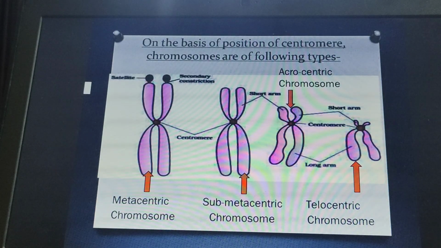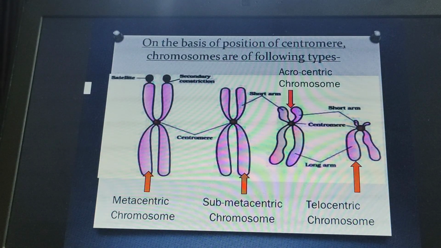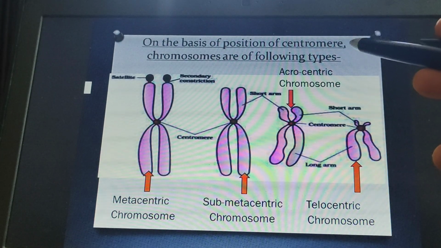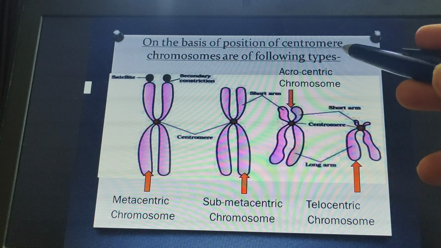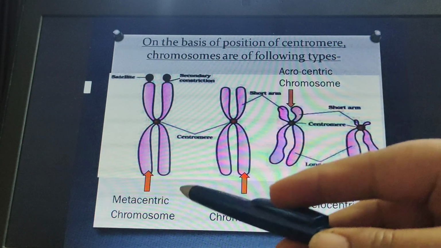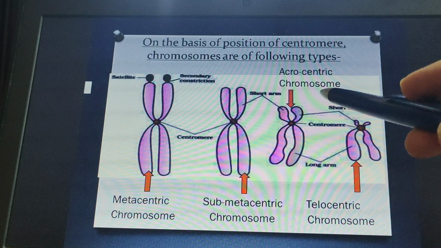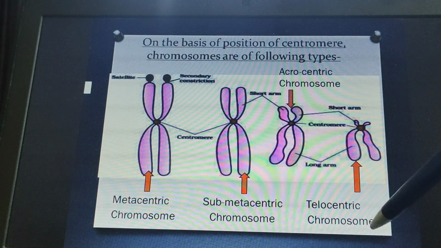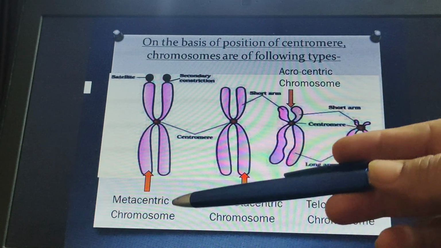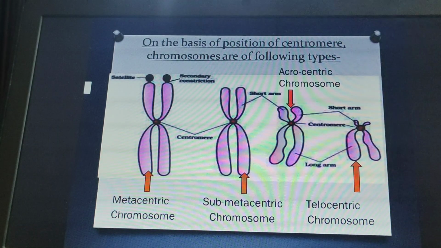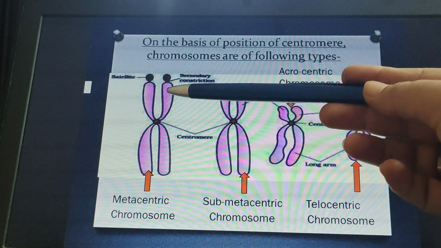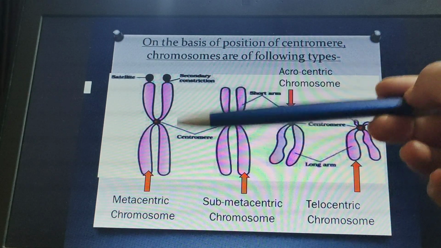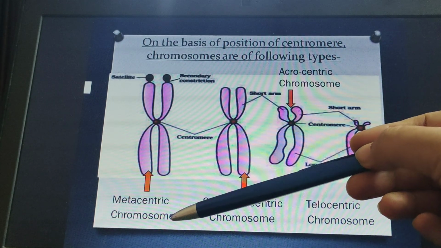Now we will talk about the different types of chromosome. As we have said, there is a primary constriction which is called a centromere. So based on the position of the centromere, we classify the chromosomes into four categories: metacentric, submetacentric, acrocentric, and telocentric. Metacentric means when the centromere is in the center. That means the chromatid is divided into two equal halves. The upper and the lower half are exactly the same. This is called the metacentric chromosome.